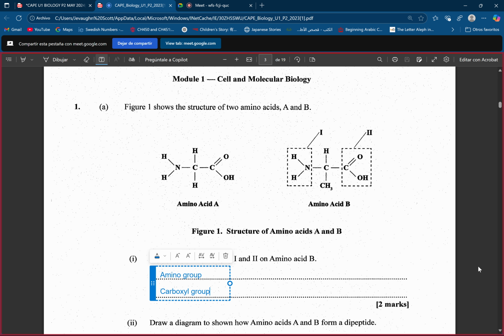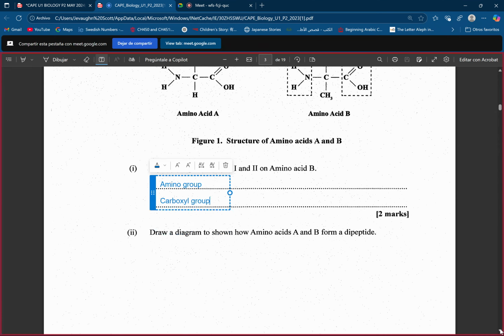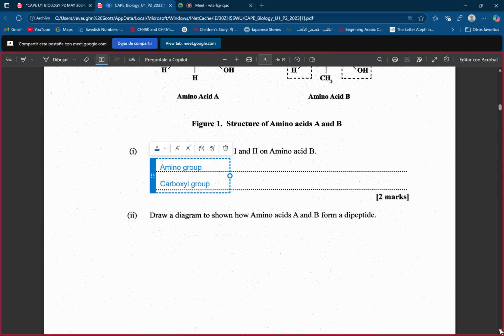So you guys can't tell me that wasn't the easiest set of 2 marks you've ever gotten in your entire life. Alright, easy. Draw the diagram to show how amino acid A and B form a dipeptide. That's not easy too? So this is some chemistry, which isn't hard at all. Right? Easy. And biology is nothing but applied chemistry.